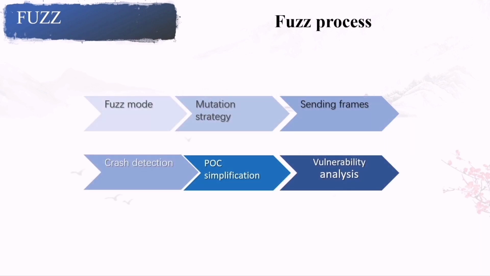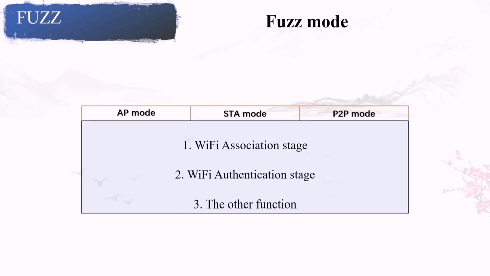This is our fuzz process. In the fuzz mode part, we choose our fuzzing target, such as access point, station, or P2P. Then the fuzzer will mutate frames with a special mutation strategy and send the frames to target devices. If a crash is detected, we will try to generate a POC and analyze the vulnerability. We designed 3 fuzz modes, including access point mode, station mode, and P2P mode.